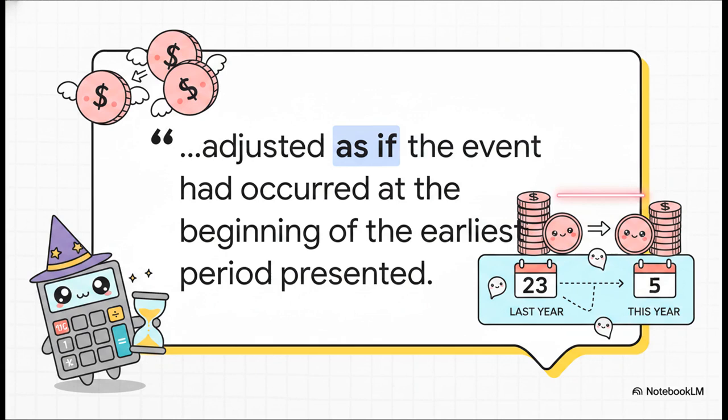Okay, so what does that actually mean? Well, if a company does a 2-for-1 stock split today, suddenly everybody has double the shares, but the company isn't actually any richer, right? If we just blindly compared this year's EPS to last year's, it would look like earnings plummeted by 50%. To fix this, IAS 33 literally forces the company to travel back in time and restate all previous periods as if that split had always existed. It's the only way to make sure our year-over-year comparisons remain perfectly valid.